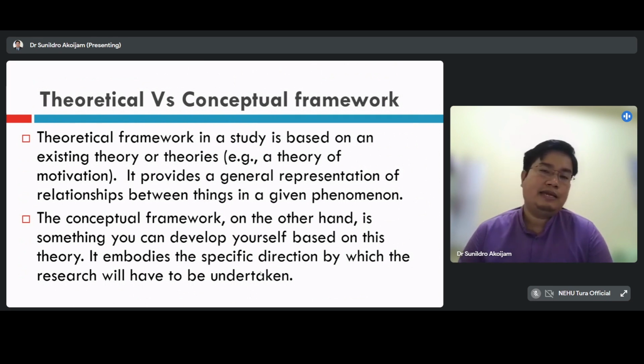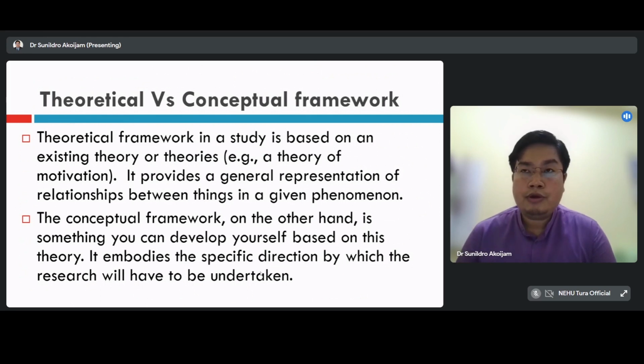Let's assume that you are conducting research, or you are writing a paper related to motivation, for example. Then you find some of the theories related to motivation. Accordingly, you adopt the framework given by a model, for example, Maslow's theory of motivation. Maybe your study will be based on what Maslow said in his particular model or framework. So you are using that theory as a framework for conducting research. That's what we call a theoretical framework.